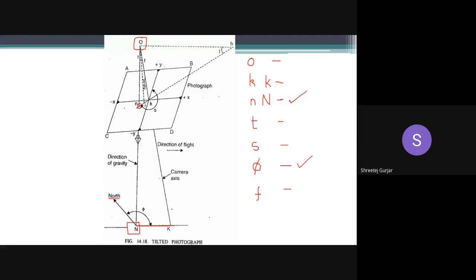So this line NK is called the principal line. Whether it is small nk or capital NK, both are the same: the principal line on the photograph and on the ground.